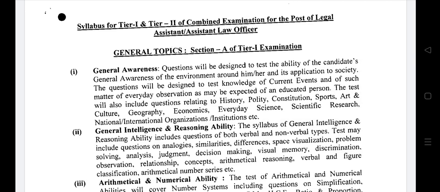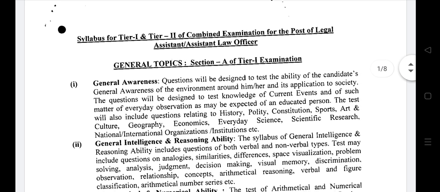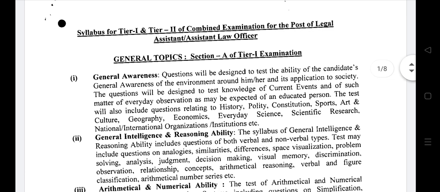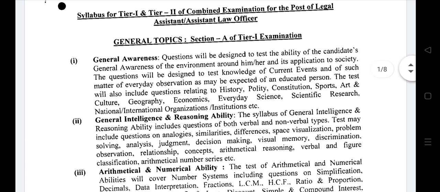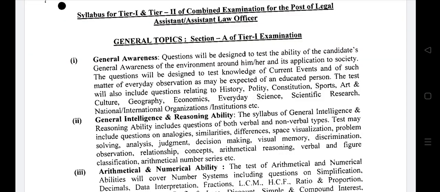Guys, this is the syllabus for the DSSSB Assistant Law Officer and Legal Assistant exam. And we all know that the exam will be conducted in two phases, Tier 1 and Tier 2.